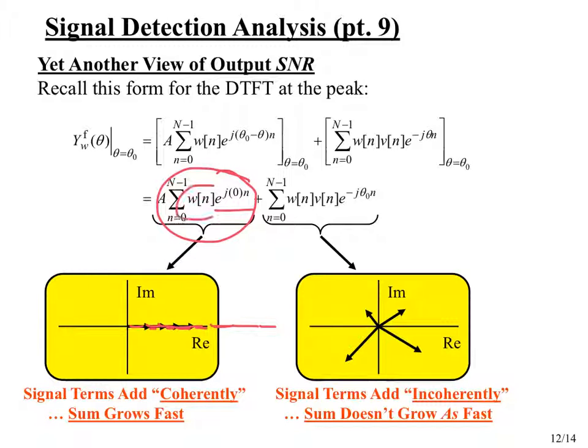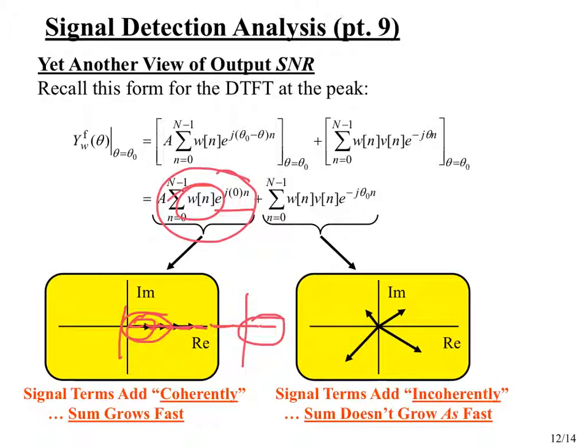And what is the effect of tapering? Well, the ones towards the beginning of the sum and the ones towards the end of the sum are going to be smaller than 1. So my total length will shrink due to the shaping of the window.